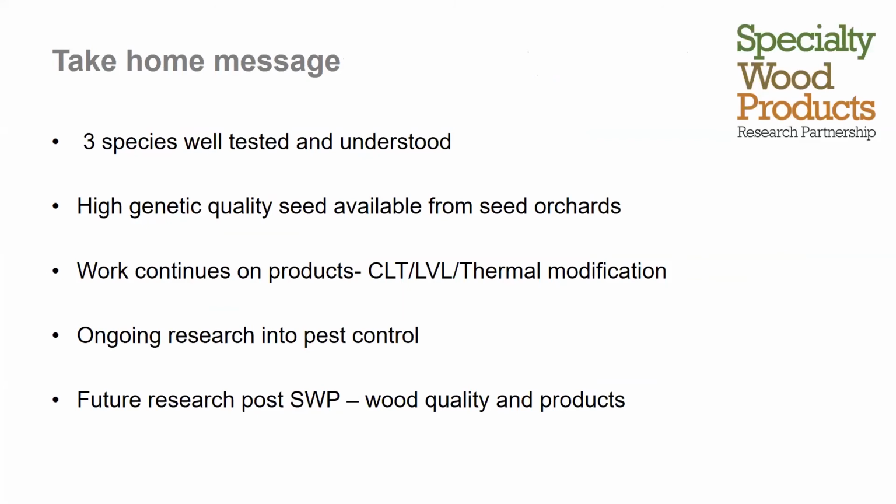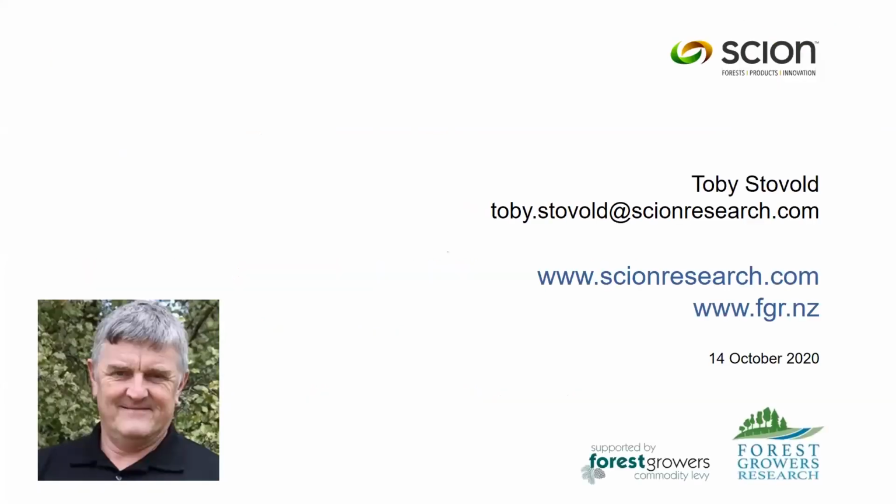The take-home message, we've got 3 species here that are well tested and understood. There is high genetic quality seed available from seed orchards, from ProSeed and Southwood Export. Work continues on products. There'll be other presentations on thermal modification, LVL, and possibly CLT. There's ongoing research into pest control, that's Cupressus and EVB, and that's in collaboration with the University of Canterbury. And future research post SWP in the next 3 to 4 years will focus on wood quality and products, because the breeding is pretty well under control. And that's me. Thank you very much.